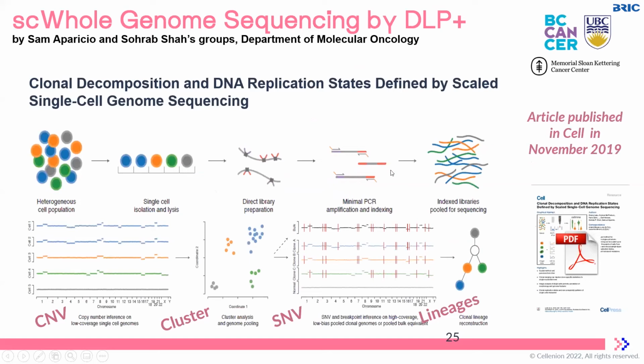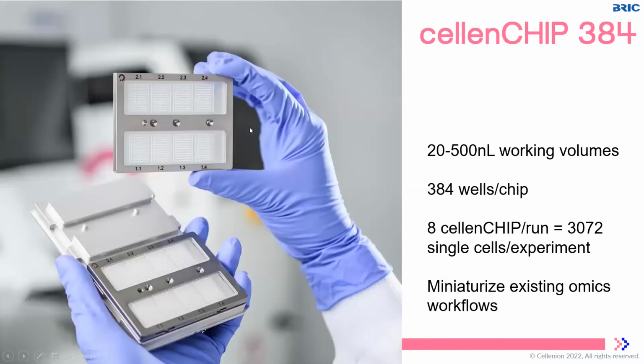The technology allows you to miniaturize your whole genome sequencing sample preparation, and it allows you to do a number of measurements. You can do copy number variation, clustering, single nucleotide variation, and reconstruct lineages. I really encourage you to go and look for this paper. It's very, very nice. So this customer developed their own chip and their own protocol.